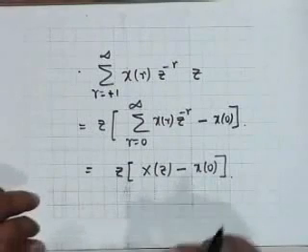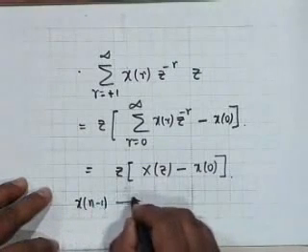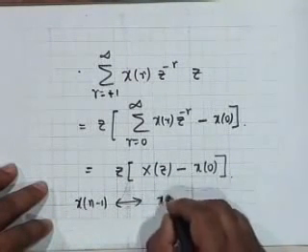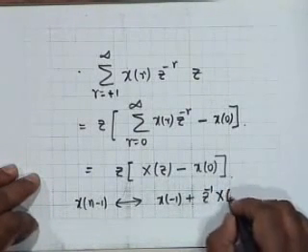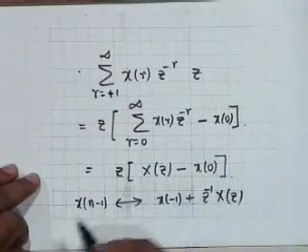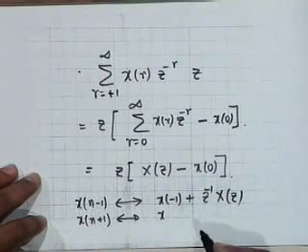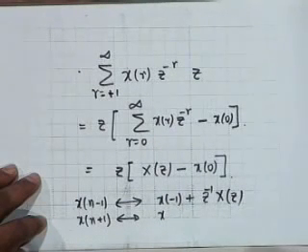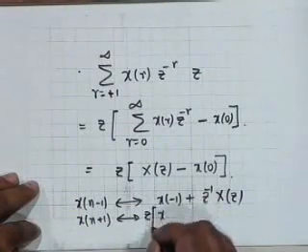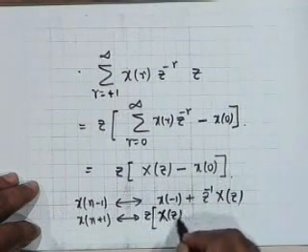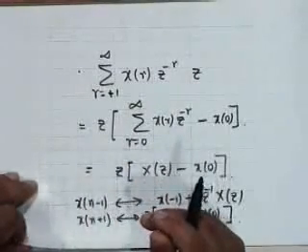How is this result different from the previous one? When x of n minus 1 was taken, the result was x of minus 1 plus z inverse times capital X of z. Now, when x of n plus 1 is taken, the result is z times capital X of z minus z times x of 0. Okay, it is quite different. So it does occur, Pankaj.